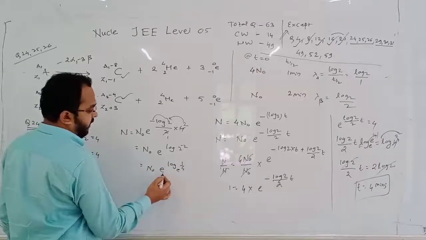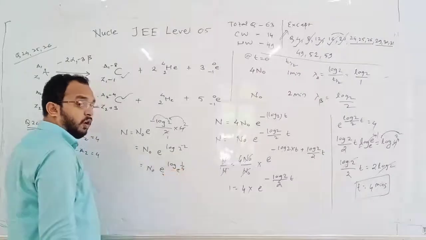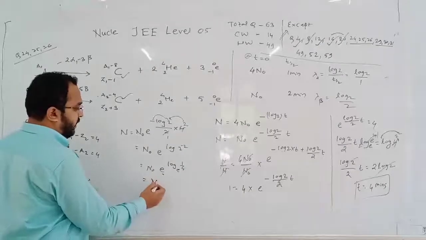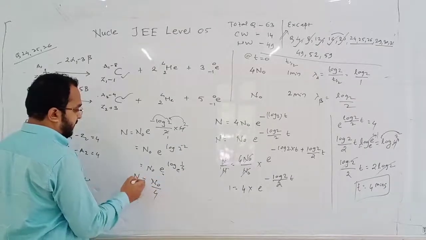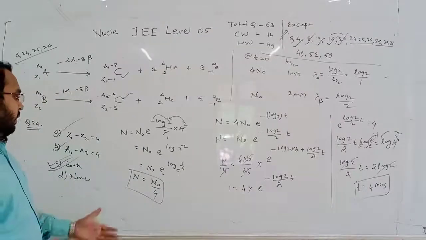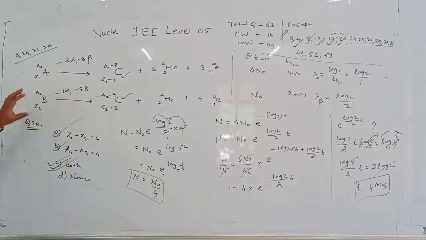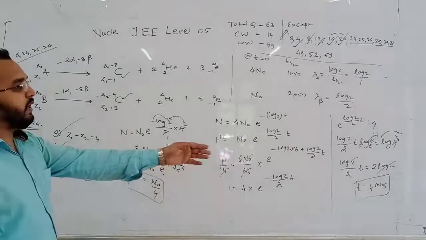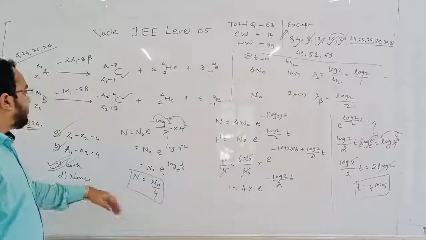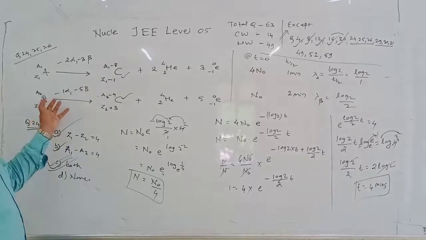Now this is the identity: e to the power log, with the base of that log being e, gives the number itself. Then the answer is the index. So the answer will be n naught upon 4. N is n naught upon 4. This is the remaining amount of B. I have substituted time equal to 4 minutes in the amount of B. That means B is remaining n naught upon 4.